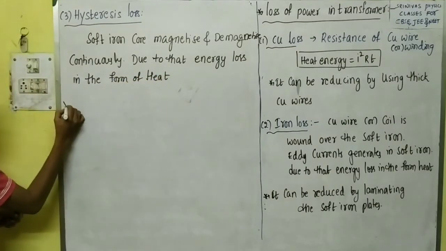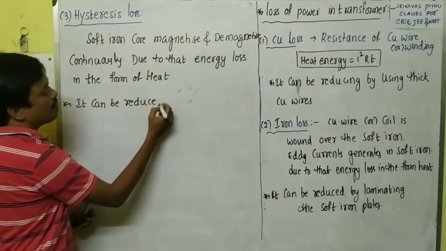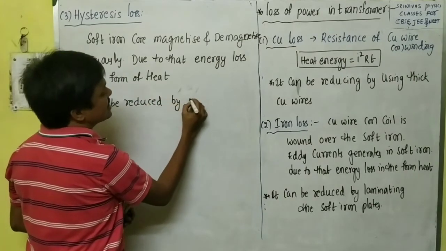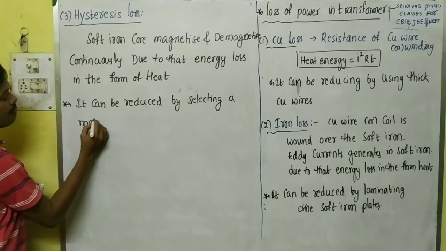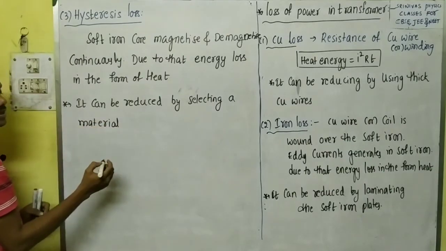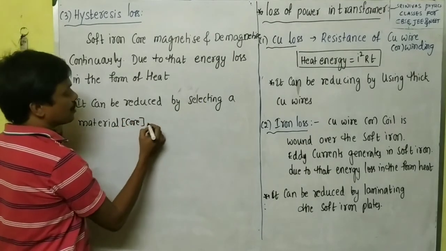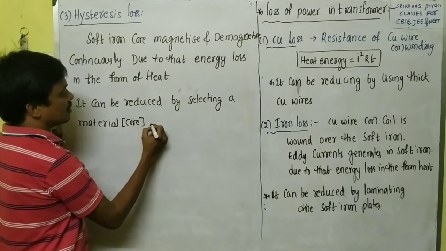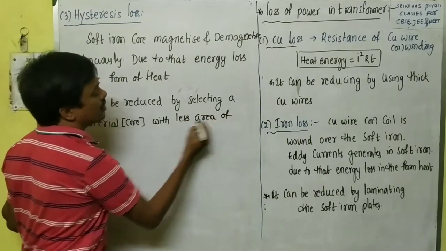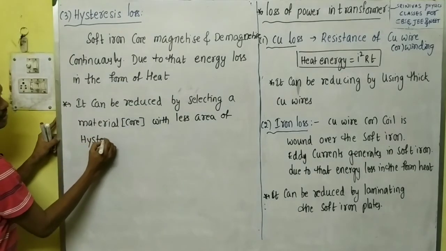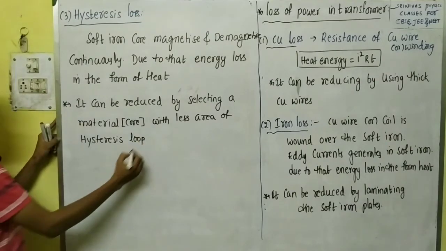Then how do we reduce it? It can be reduced by selecting a material for the core with a smaller area of hysteresis loop, that is, less hysteresis loss.